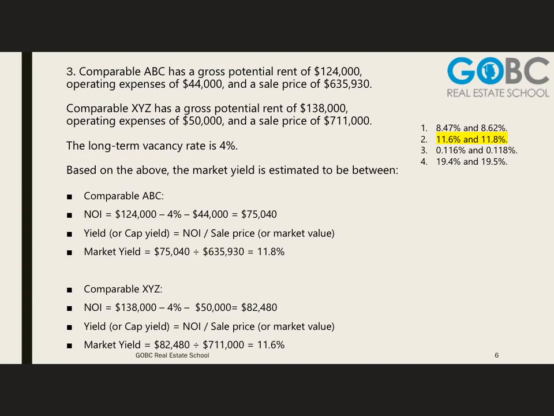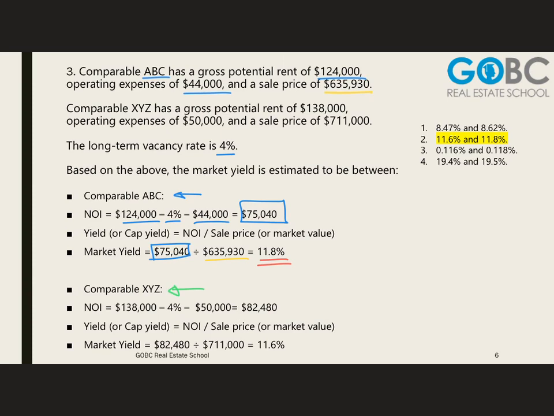Okay, so this is what it looks like. We have our comparable ABC. To find NOI, we use our gross potential rents, our vacancy of 4%, and our expenses of $44,000 to get an NOI of $75,040, which is here in the formula. And then we use our sale price of $635,930. We divide the NOI by the sale price to get a market yield of 11.8%.